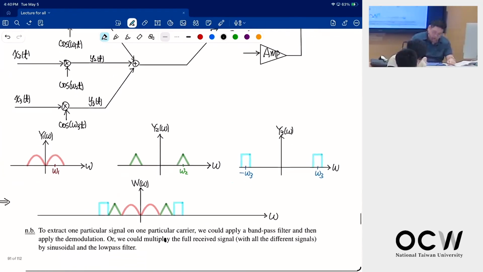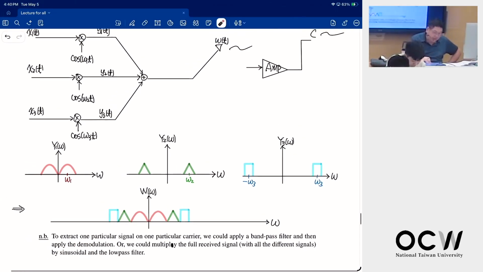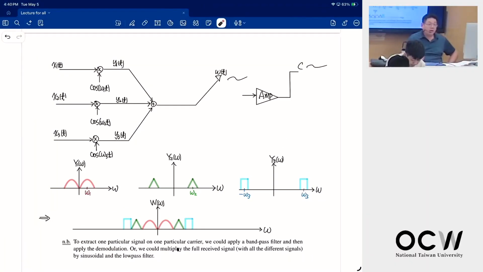We can multiply the full received signal by the sinusoidal and also low pass filter. Okay, that is the concept of FDM. Because in time domain, too many signals together, and it's really hard to distinguish each one. So we can move them to the frequency domain with a different carrier, so we can separate those signals.